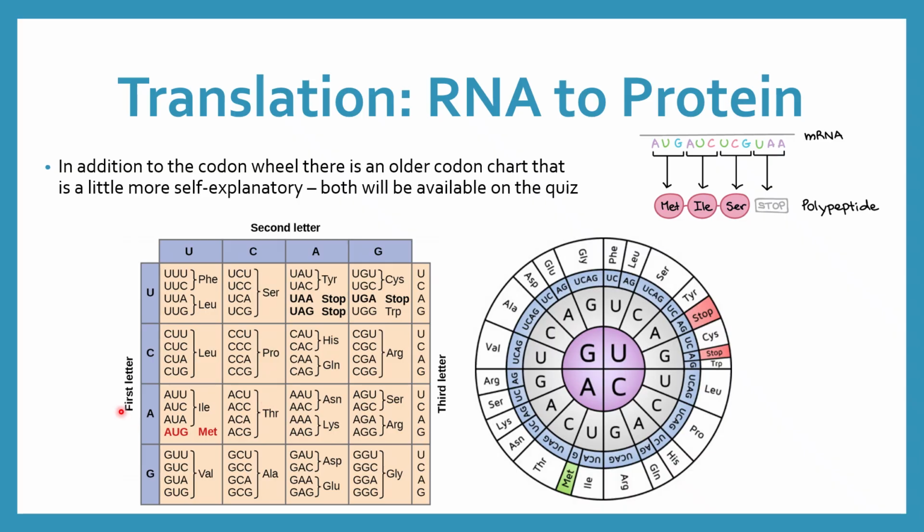The chart, in my opinion, is a little bit easier to understand. So you have on the left-hand side your first letter, your second letter is up on the top, and your third letter is on the side. So let's go with this first one here, AUG. My first letter is A, that means I'm going to be in this row. My second letter is a U, that means I've narrowed it down to this box right here. My third letter is a G, so I know in this box I am AUG right here.